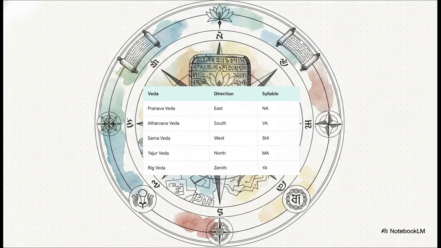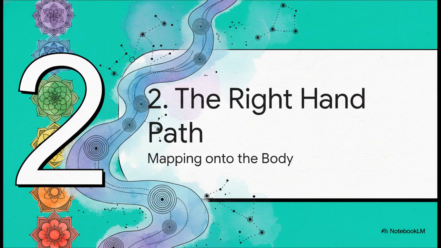Now, the key that unlocks this entire map is this specific order: east, south, west, north, and zenith. Lock that sequence in your mind because you're going to see it over and over again. So we have this cosmic blueprint. What does it actually do? Well, this is where it gets personal.